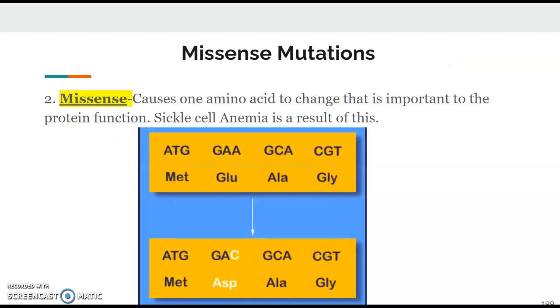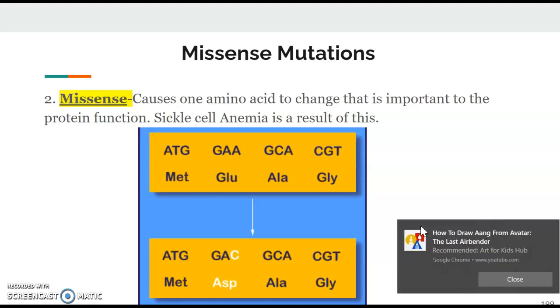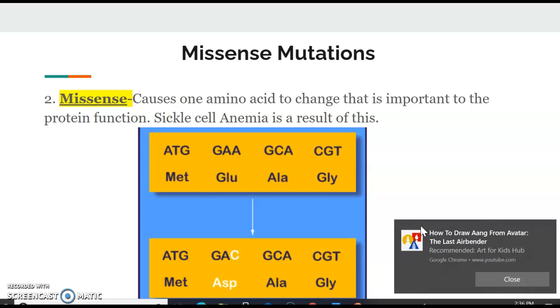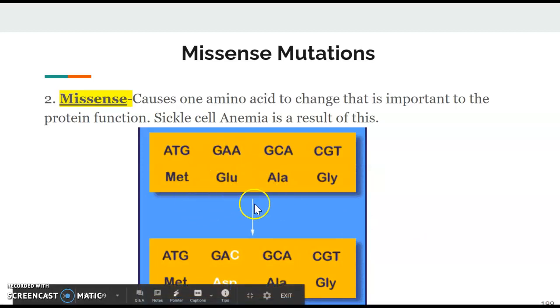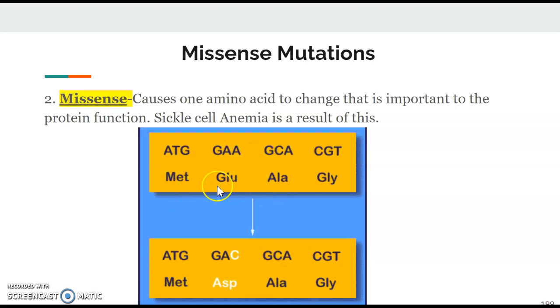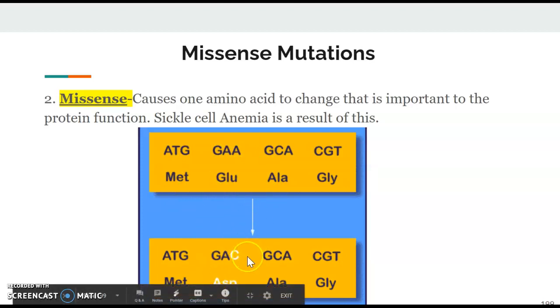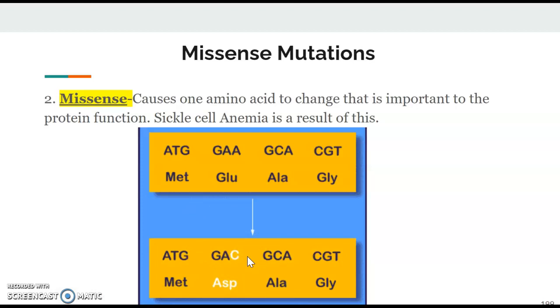The next type is a missense. This is when one amino acid changes that is important to the function of the protein. And this is what happens in sickle cell, guys. The whole disorder of sickle cell anemia is caused because one single base changes, and it changes an amino acid, and it changes the entire chemistry of the protein. So this would be a big deal. Let's say we talked about hydrophobic and hydrophilic. Let's say this one was hydrophobic and you changed it to something that was hydrophilic. It would completely change how that protein is formed.